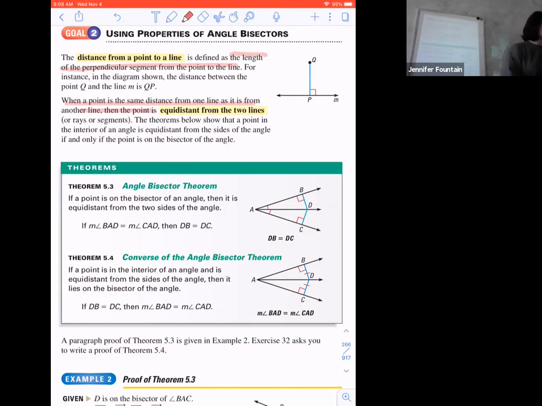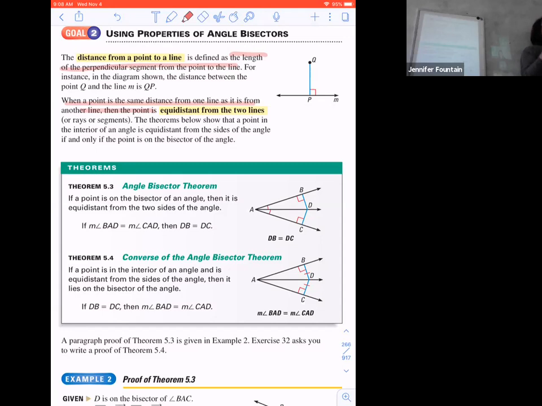The theorems below show that a point in the interior of an angle is equidistant from the sides of the angle if and only if the point is on the bisector of the angle. Okay, so let's take a look at these theorems. Theorem 5.3 is the angle bisector theorem.